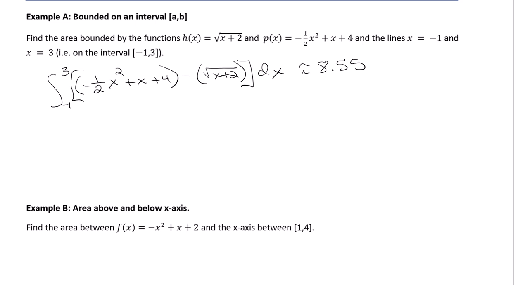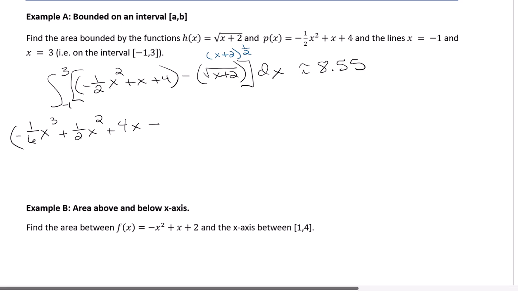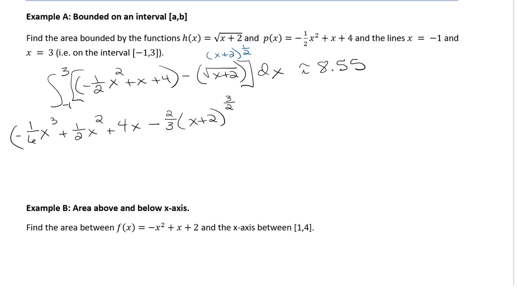So on the first one, when we take the integral, it's going to be an x cubed divided by that 3, we'll get a negative 1/6 plus 1/2 x squared plus 4x minus, if we were to rewrite this as x plus 2 to the 1/2, then that will give us the quantity x plus 2 to the 3/2. Dividing by 3/2 gives us 2/3. And then we want to evaluate this from -1 to 3. So let's plug in our 3's.